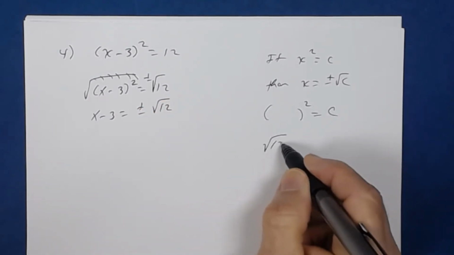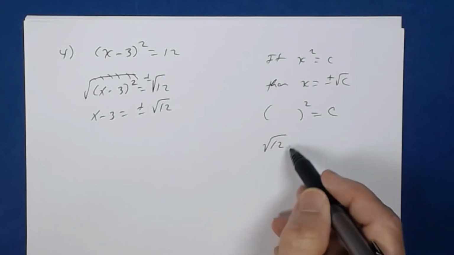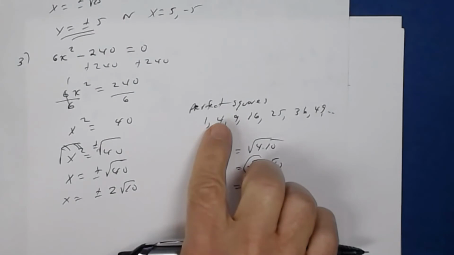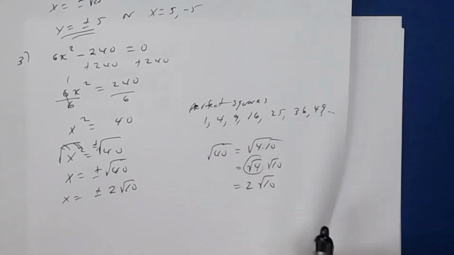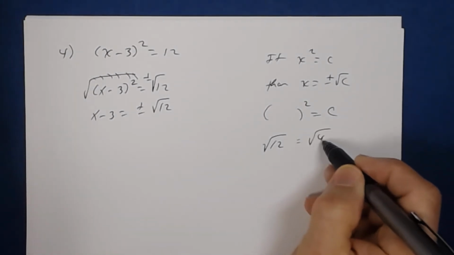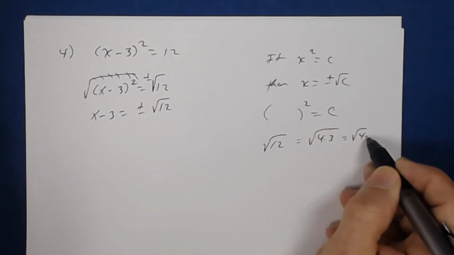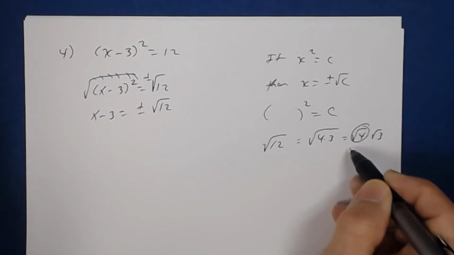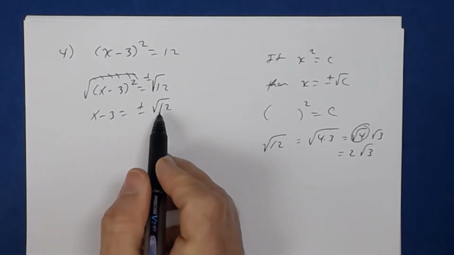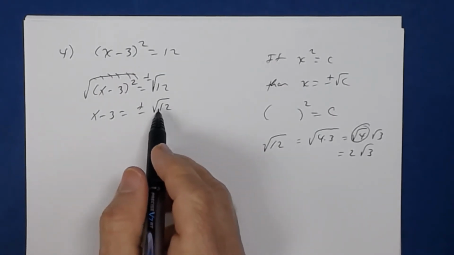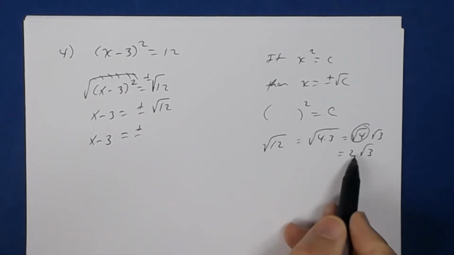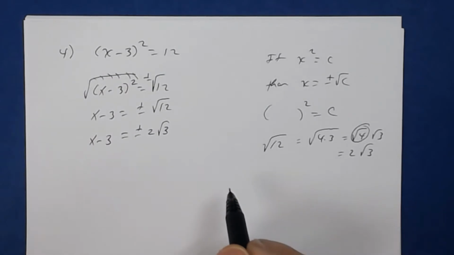So let's talk about the square root of 12. What's the largest perfect square that goes into 12? Remember, list the perfect squares. What's the largest one? 4, because 4 times 3 is 12. So I can write this as the square root of 4 times 3, which is the square root of 4 times the square root of 3, and the square root of 4 is 2, so that's 2 square root of 3. Instead of plus or minus the square root of 12, this becomes x minus 3 equals plus or minus 2 square root of 3.